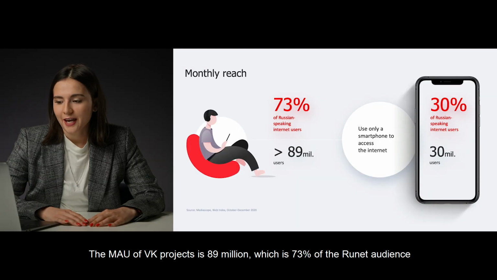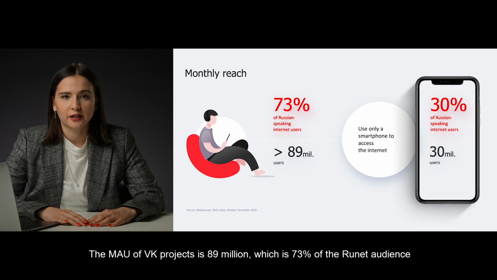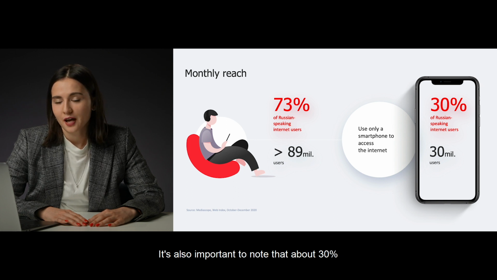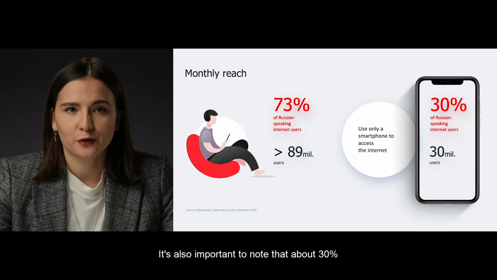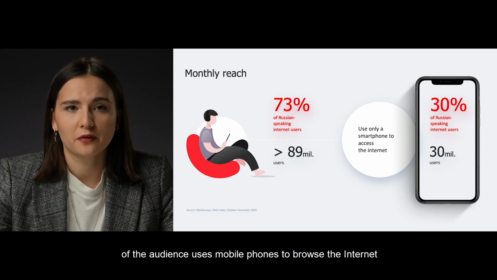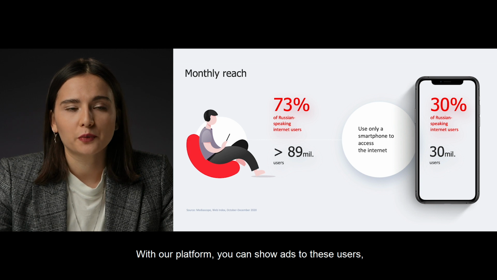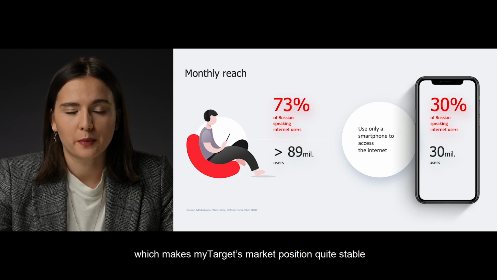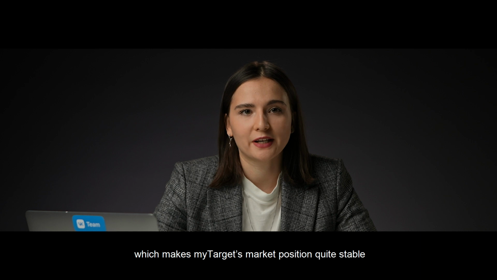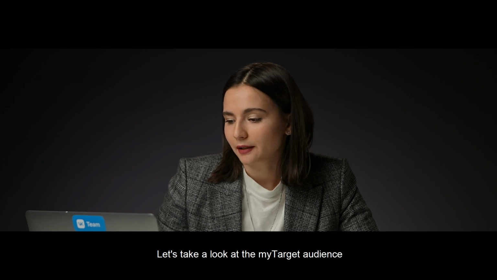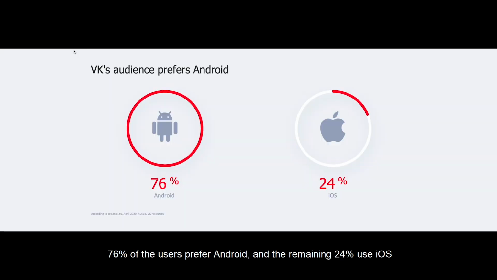The MAU of VK project is 89 million, which is 73% of the net audience. It's also important to note that about 30% of the audience uses mobile phones to browse the internet. With our platform, you can show ads to these users, which makes myTarget's market position quite stable. Let's take a look at myTarget's audience. 73% of the users prefer Android and the remaining 24% use iOS.